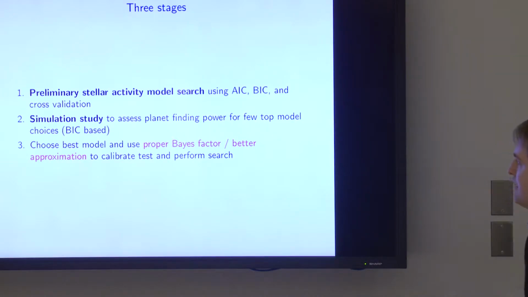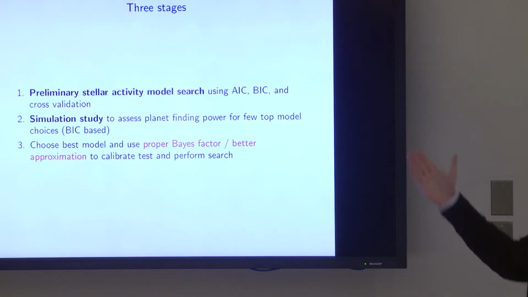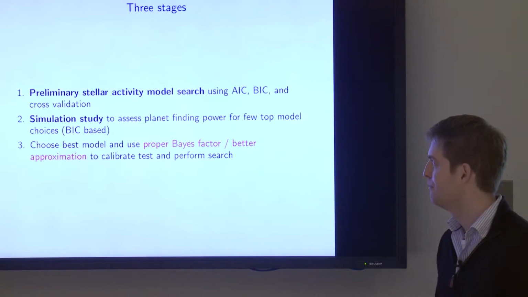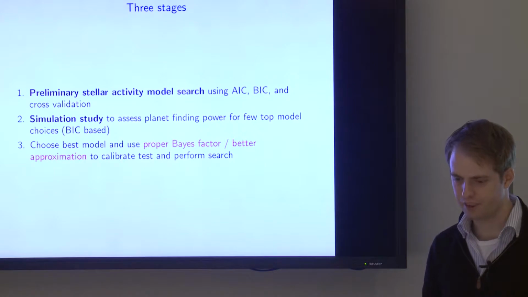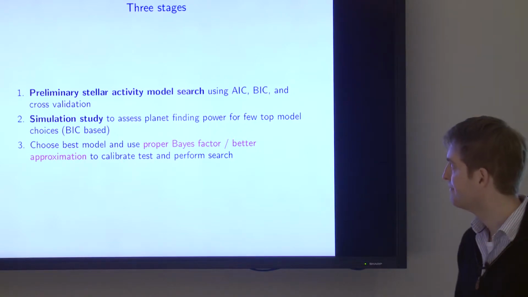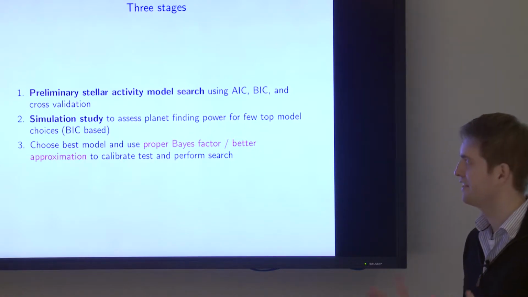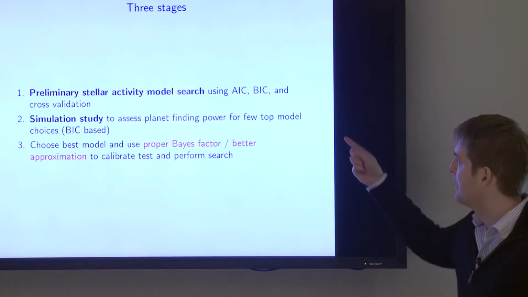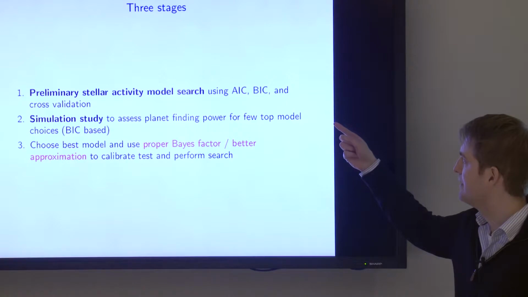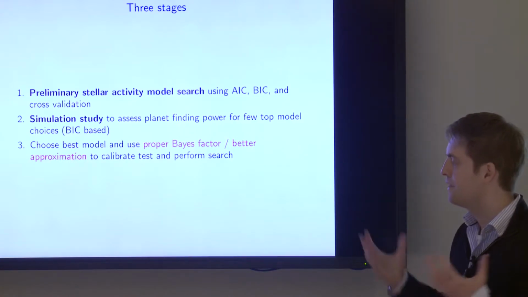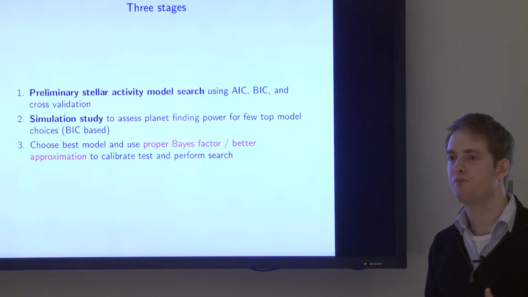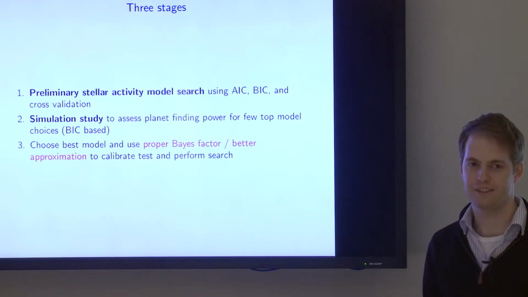And we use these criteria, basically looking at the value of the likelihood, the maximum likelihood value, and I guess it's like the chi-squared value, and we also do cross validation there. But then, as we alluded to before, that might not be the best model for what we're trying to do. What we're trying to do is find planets.